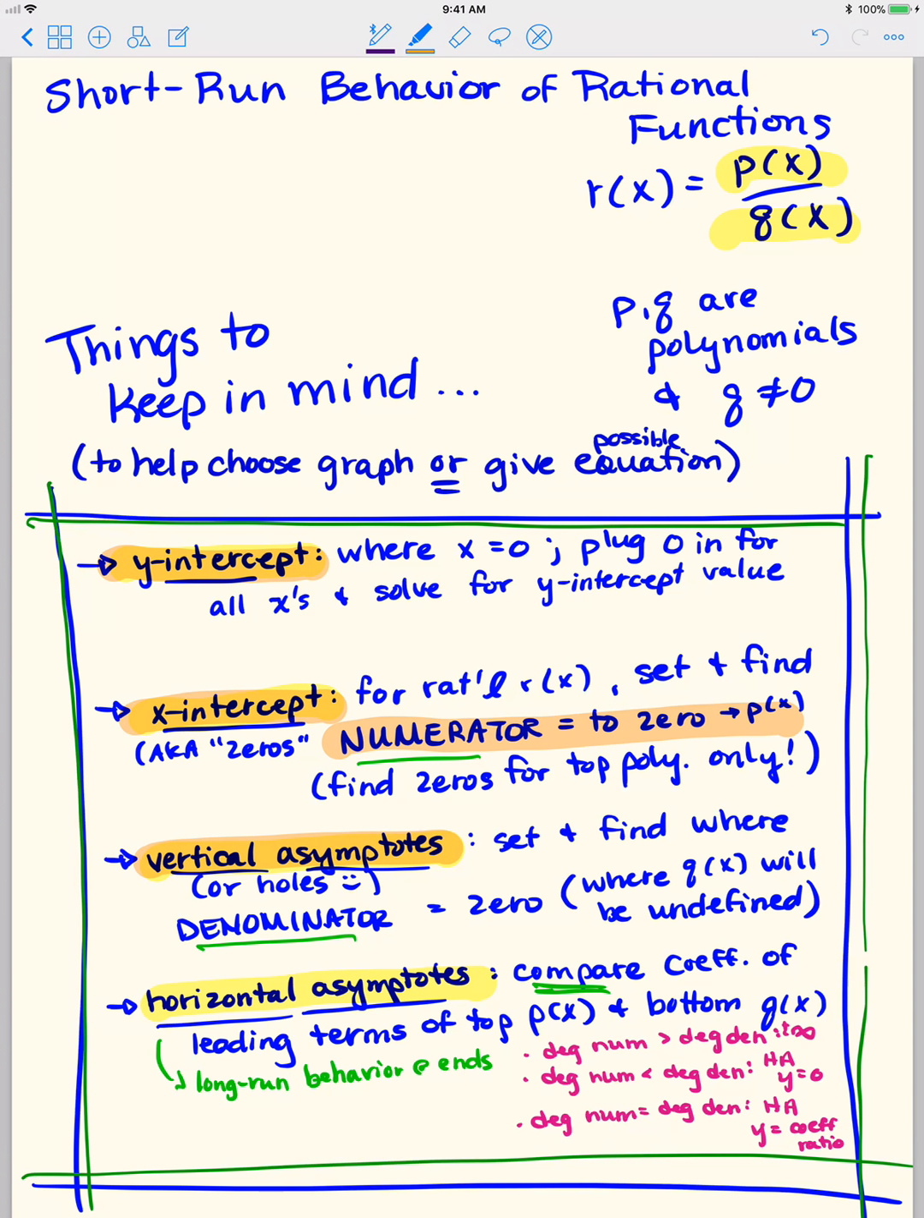Vertical asymptotes we've covered before. That's where we'll look where the denominator is 0. It's where it'll make the function undefined, values that aren't included in the domain, that sort of thing.